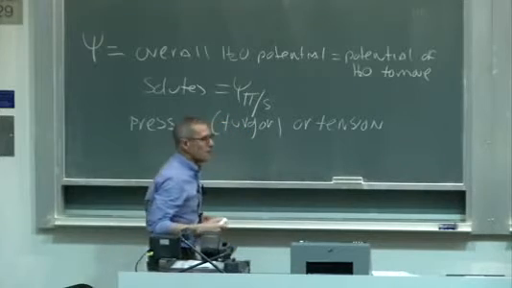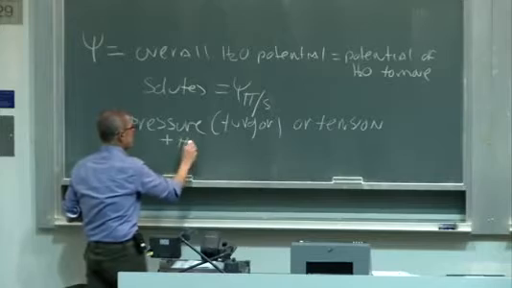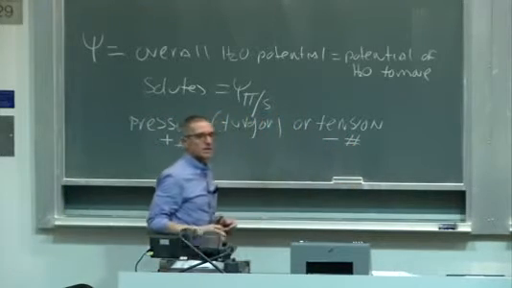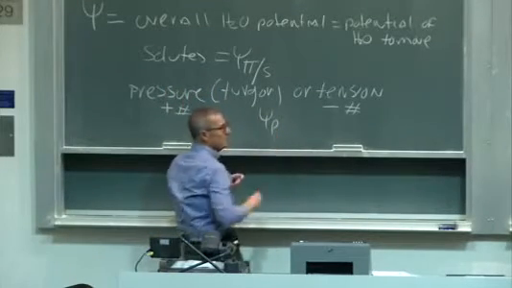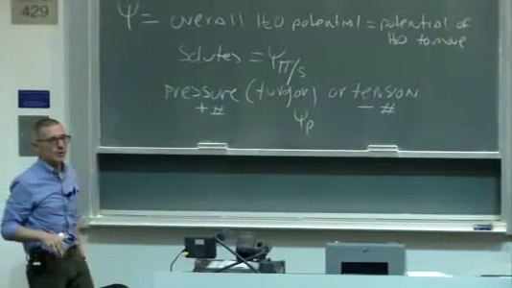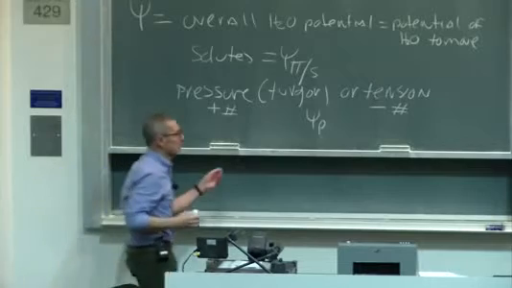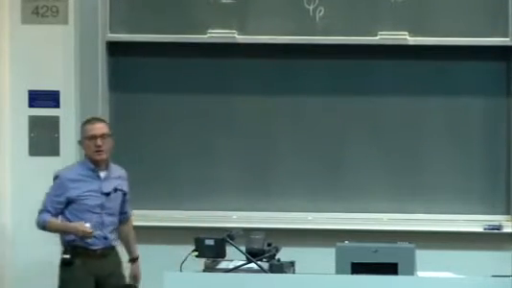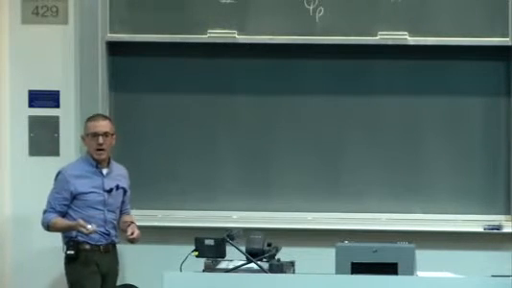And in both cases, this is a positive number, this is a negative number, but in both cases they are indicated by psi sub p. So you can have either tension or turgor pressure inside of a cell, and in both cases it's indicated by psi sub p. Now what I'd like to do is to put the three components together.